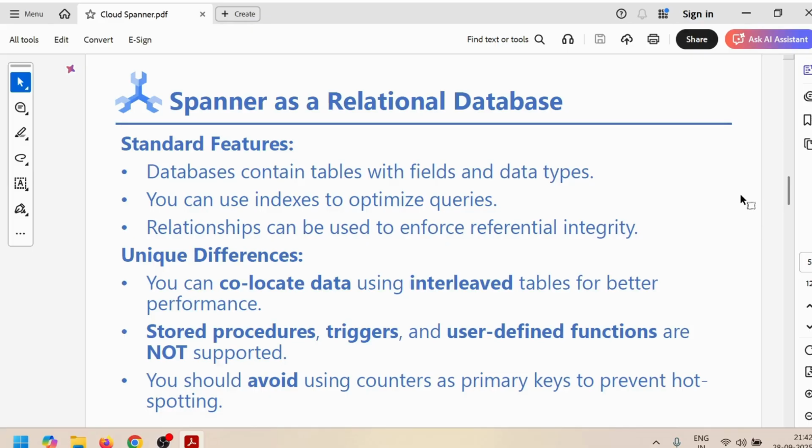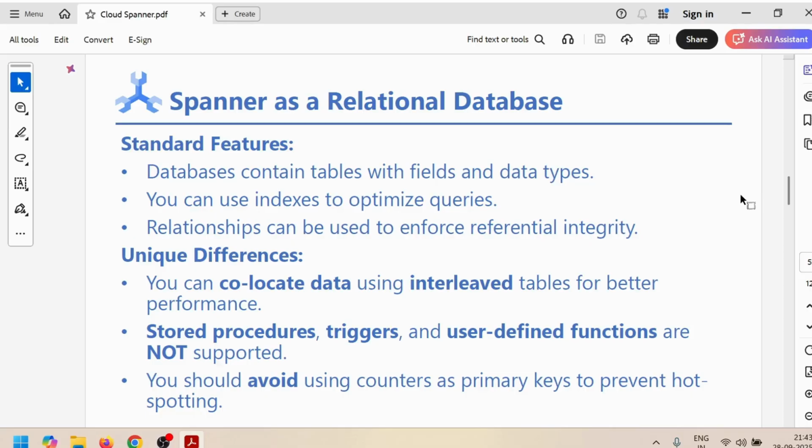You should avoid using counters as primary keys to prevent hotspotting. Now what is hotspotting? A hotspot refers to a region of the database that receives disproportionately high traffic, leading to performance bottlenecks and resource contention. Now why do counters cause hotspots in Spanner?